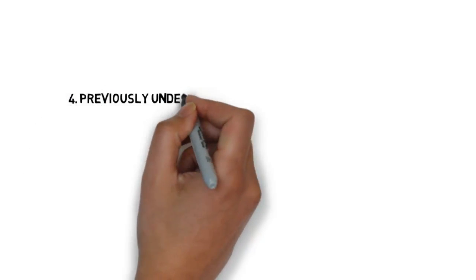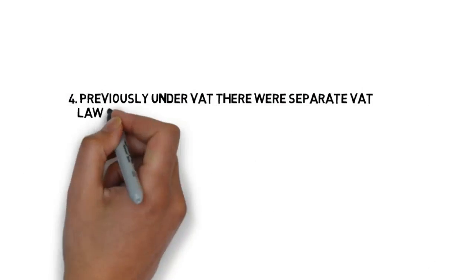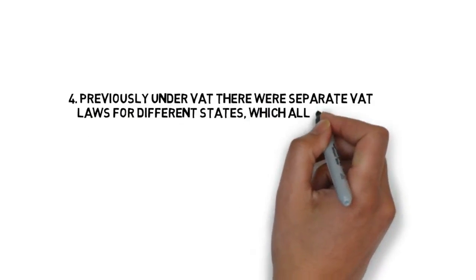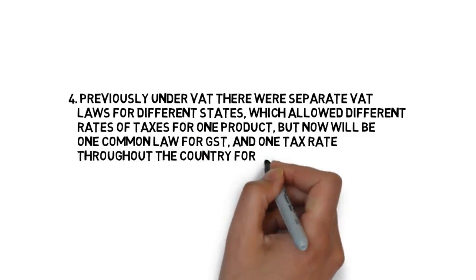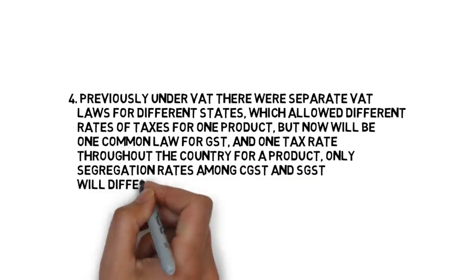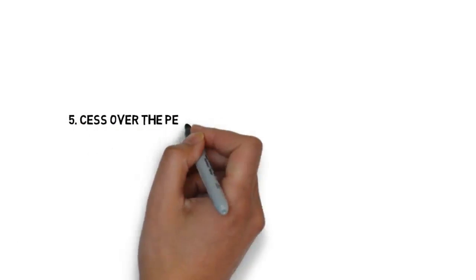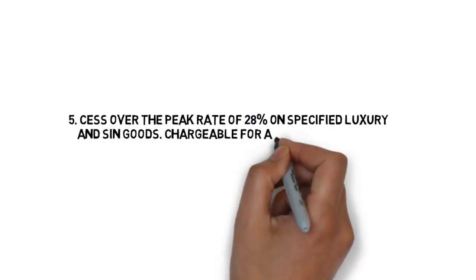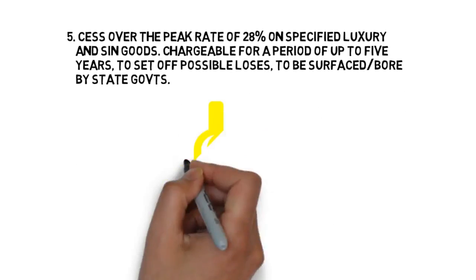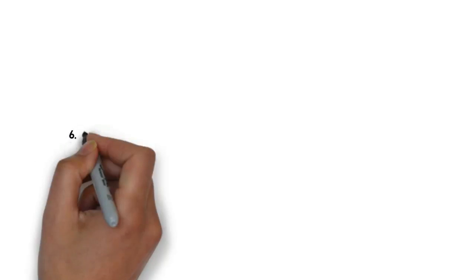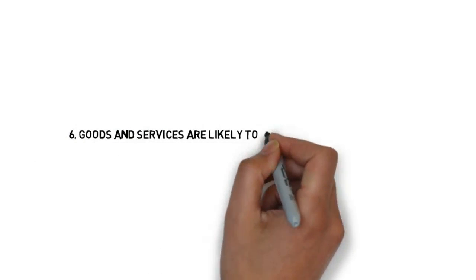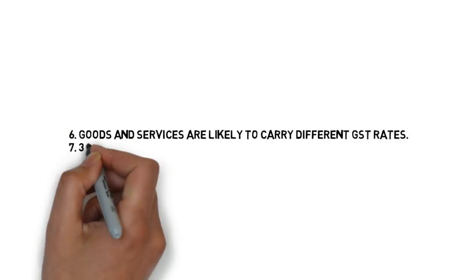Number 4. Previously under VAT, there were separate VAT laws for different states, which allowed different rates of taxes for the same product. Now under one common law of GST, there is one tax rate throughout the country for the same product. Number 5. Cess over a peak rate of 28% on specified luxury and sin goods. That means you have to pay more for your alcohol, cigarette and luxury cars now. Number 6. Goods and services are likely to carry different GST rates.